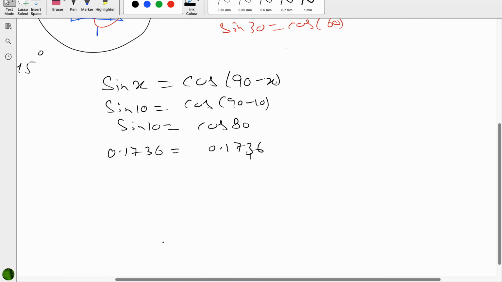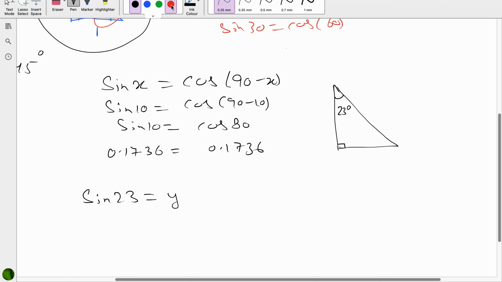For example, if I give you this triangle and I say that this angle is 23 degrees, and I say sine 23 is equal to y, and I ask you cos 67. So we'll first check if they are complementary or not. Adding these two we get 90. So I can say cos 67 is equal to y.